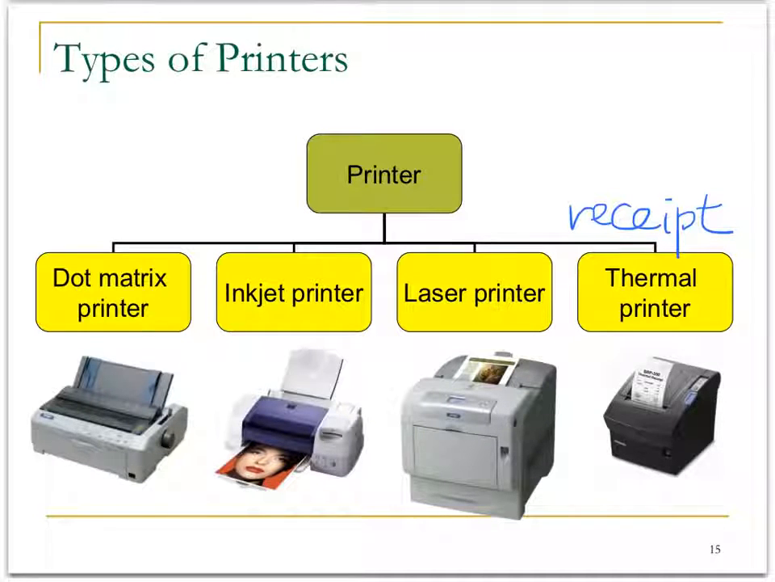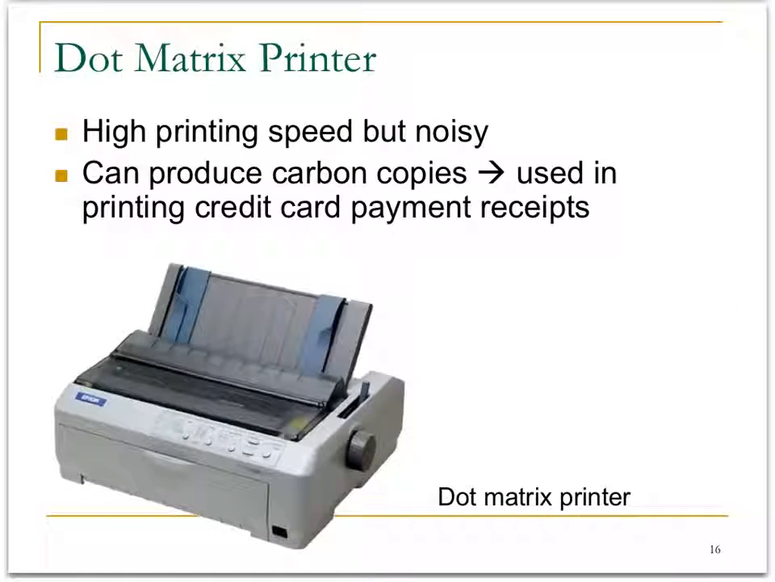Actually, these are very old-fashioned printers. And in my days, when I studied at university many years ago, the dot matrix printer was actually the only type of printer that we could buy from the market. It has a high printing speed, but it is very noisy. It can also produce carbon copies, which is used in printing credit card payment receipts.